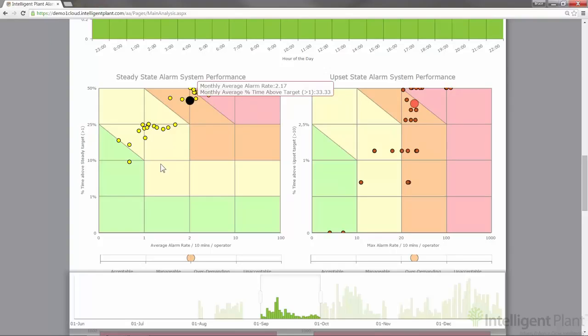The steady state chart plots the percentage of time greater than 1 alarm per 10 minutes against the average alarm rate per 10 minutes, and the upset state chart plots the percentage of time greater than 10 alarms per 10 minutes against the maximum alarm rate per 10 minutes. In this case, it is clear from the spread that performance is quite variable, ranging from acceptable to unacceptable in both charts.